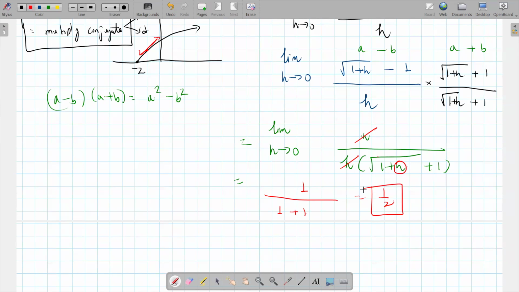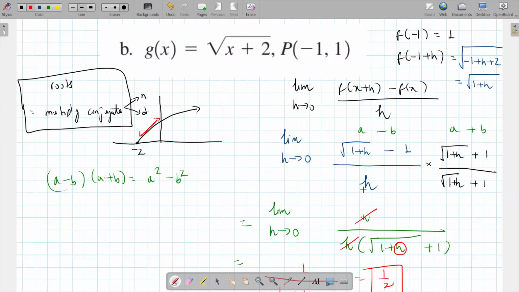So that's how you want to deal when you have roots. You want to multiply it by the conjugate, and that's the only way you can simplify them. For fractions, the only way to simplify them is by taking LCD. Here, the only way is by multiplying by a conjugate. Otherwise, you're going to be stuck. If you don't know this, then you can't really simplify it any further.